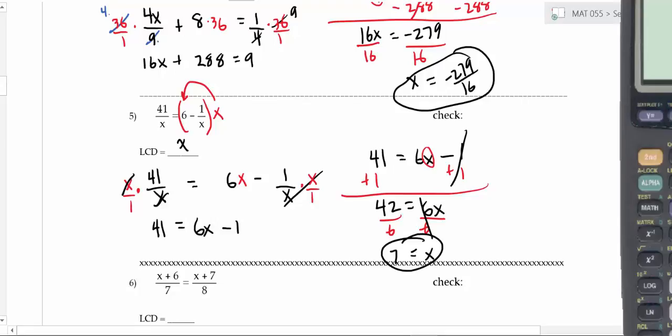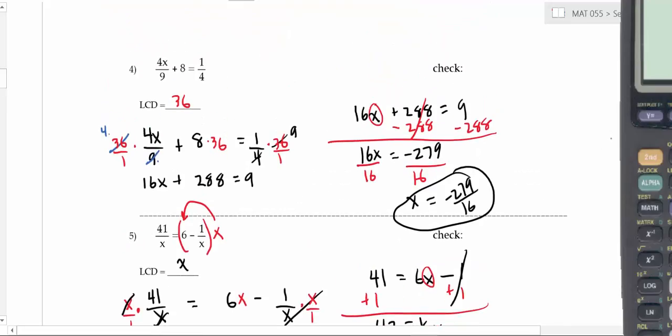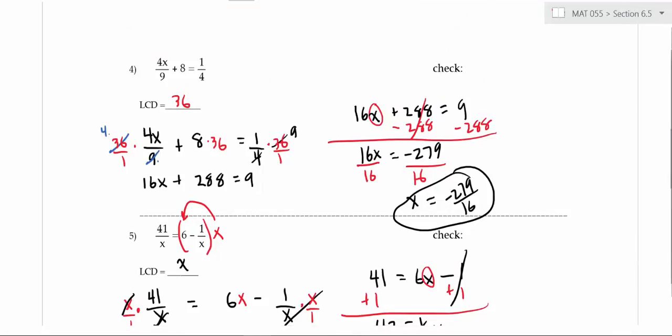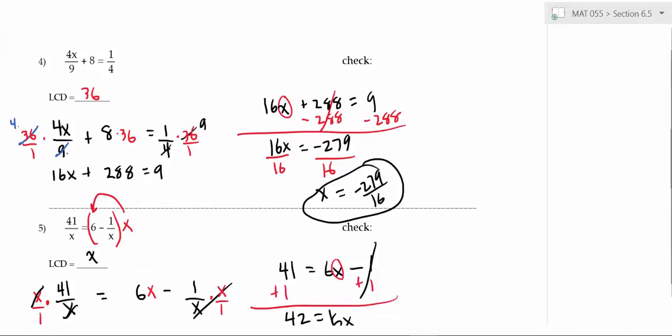Okay? Can we do the check on number 4? Yeah, I will, if you'd like me to. Sure. I'm not intimidated. Okay, let me show you how you would check this.